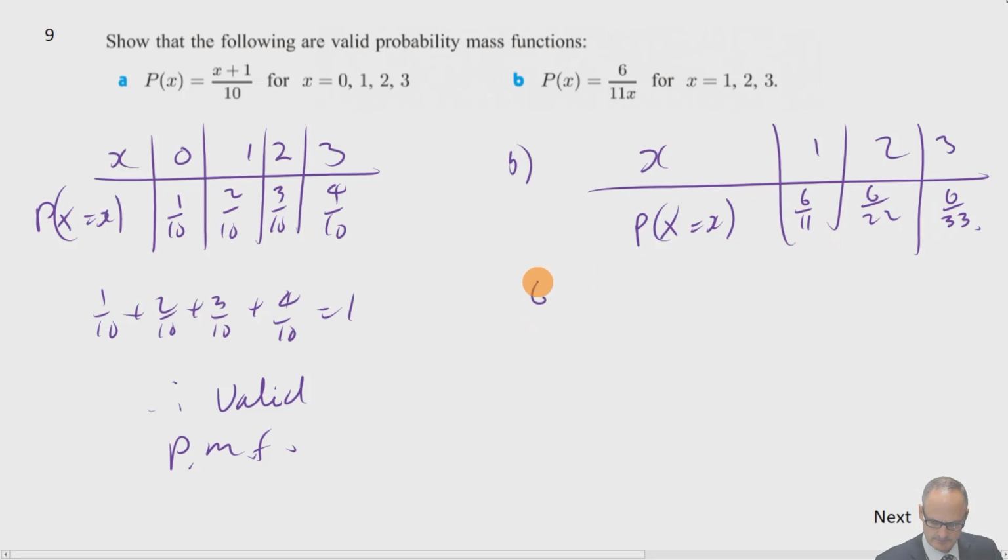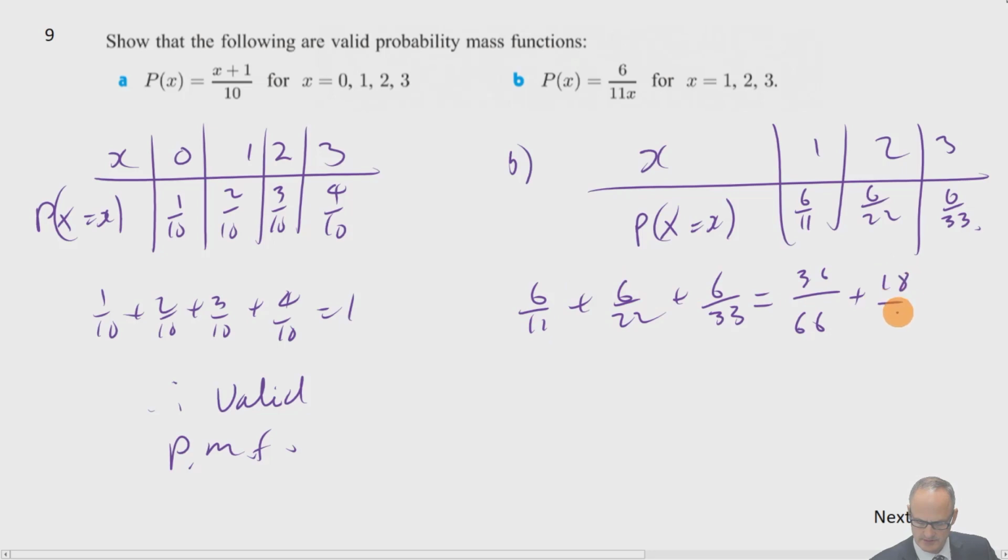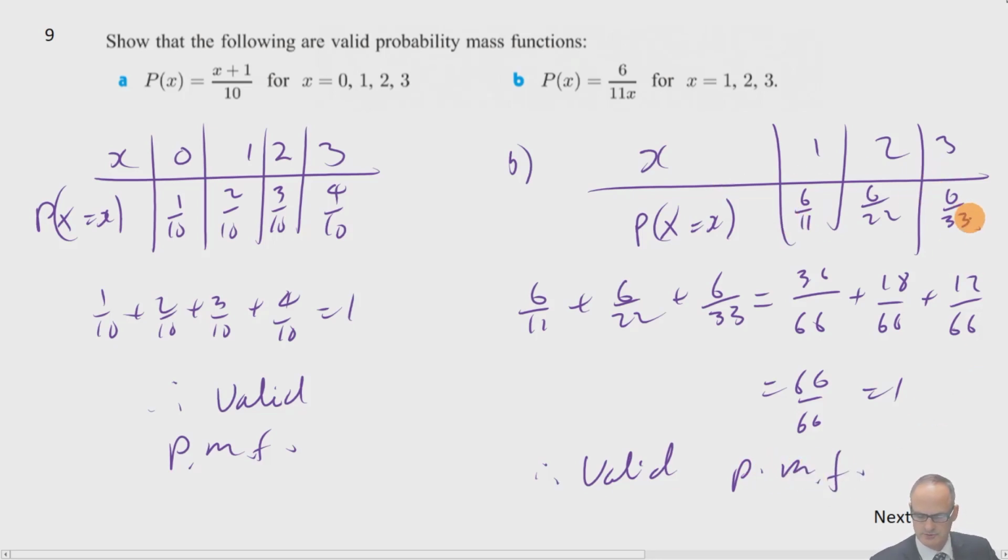So we need to add those up. And because we've got to show that, we probably ought to put the same denominator. So we're into 66, so we're going to times this by 6, so that'll give me 36. Times this one by 3, that'll give me 18. Times this one by 2, that will give me 12. And we add these all up, we get 66 over 66, which is equal to 1. Therefore, it's a valid PMF, because all the probabilities are between 0 and 1, and all the probabilities add up to 1.